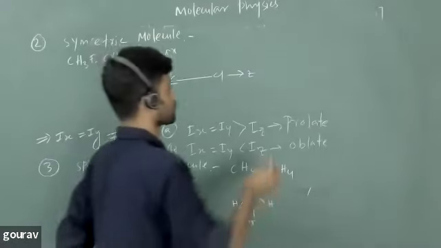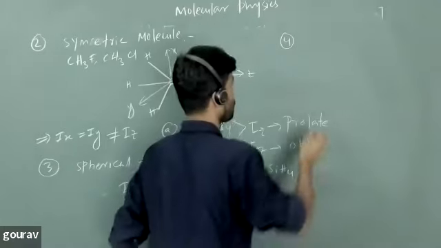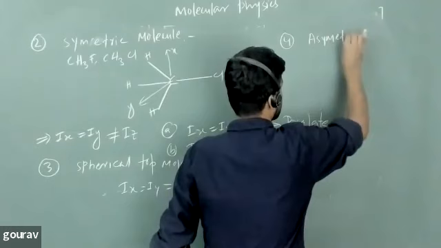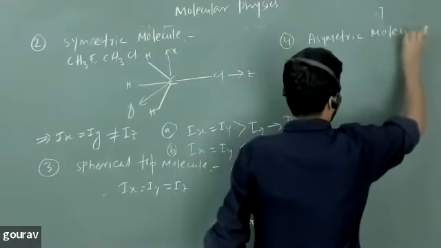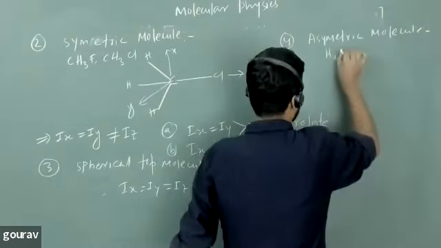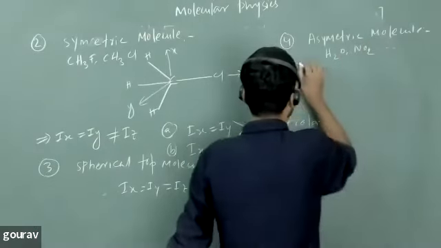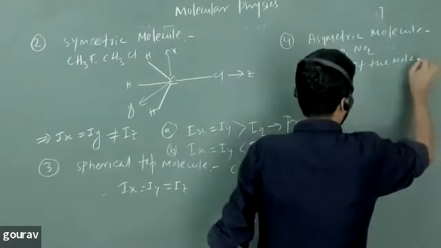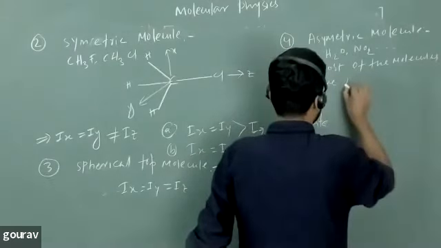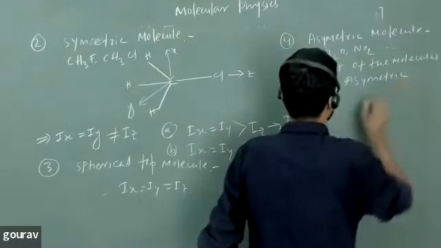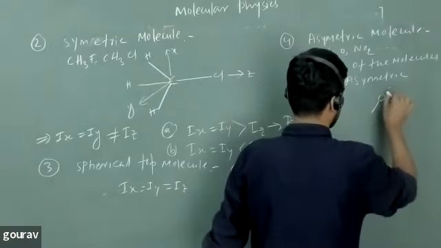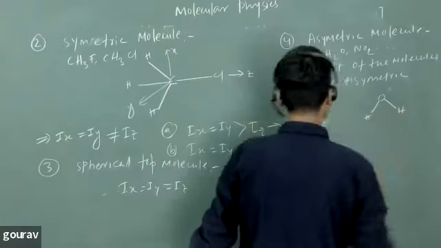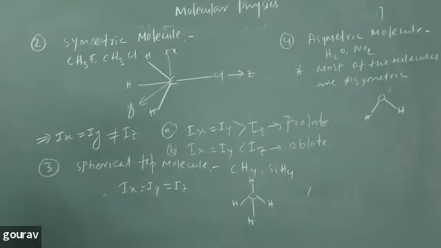And the last part is your asymmetric molecule. Okay. Examples: H2O, NO2, and so on. In fact, most of the molecules are basically asymmetric. If you draw H2O, it will look like this. This is your O. So these are the types of molecules. So molecules can be differentiated into 4 types based on their moment of inertia. Okay. Now we'll go to the spectra, rotational spectra, and this is really important and interesting.